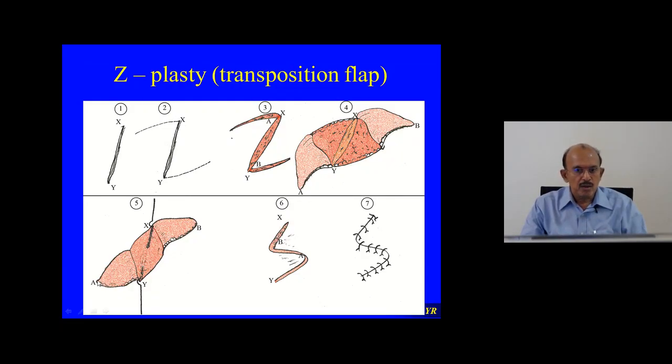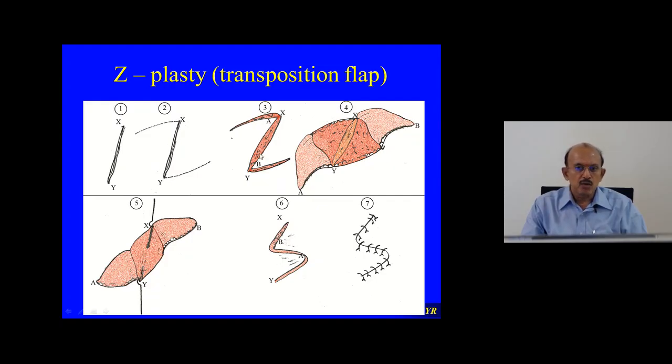Then you place this flap here, you place this flap here. You can see this flap is placed here and this flap is placed here. Now you suture it. So it becomes an S shape. So Z will become S shape. So this is another example of transposition. This flap is transposed to this area and this flap is transposed to this area.